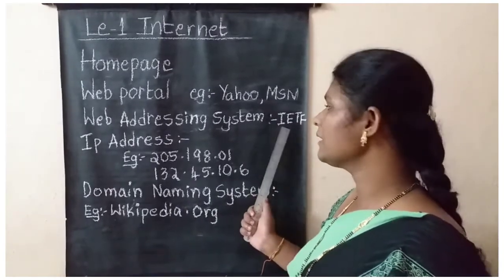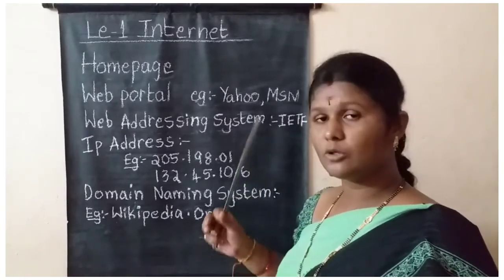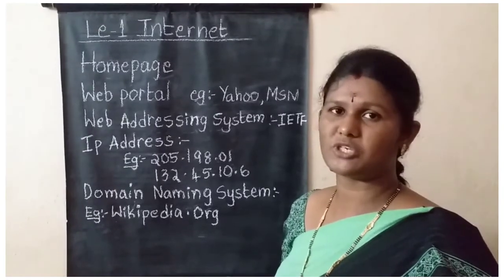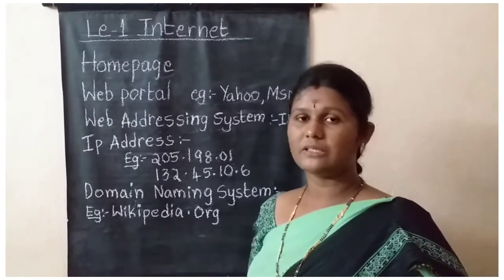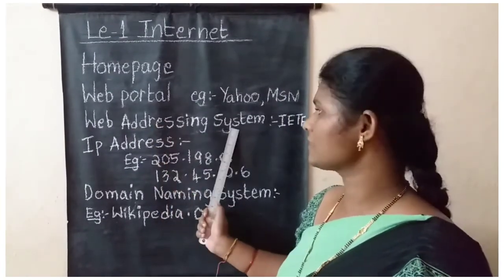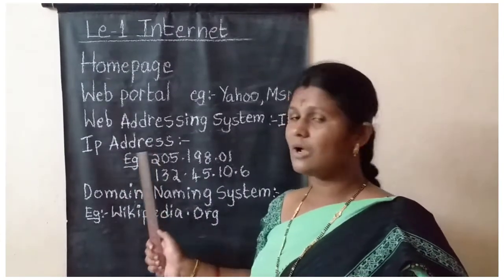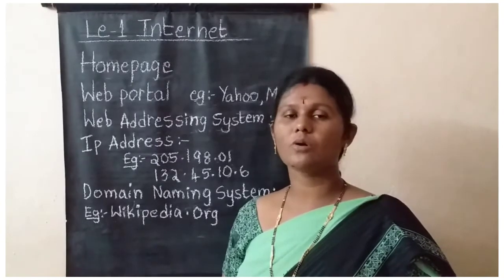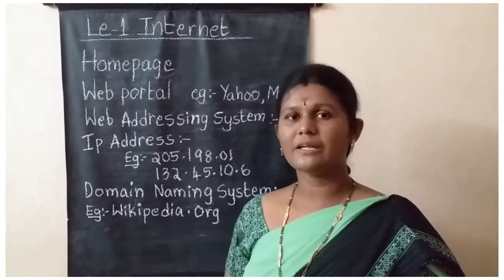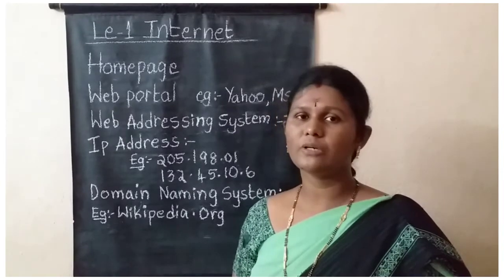IETF is nothing but the Internet Engineering Task Force. These people help us use the internet without network errors, without transmission errors, without connection errors. So this is called the web addressing system. Next, come to the next topic, IP address. As I said before, if you want to call your friend, or many of your friends, each and every friend's phone number is different. How will you get a unique number?